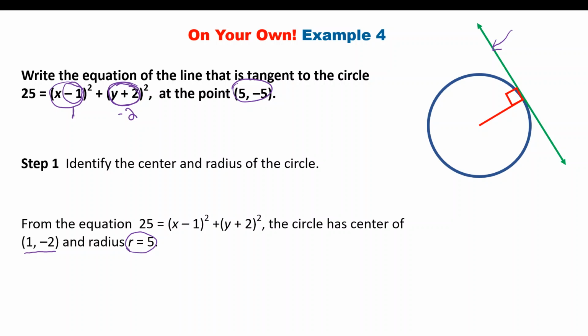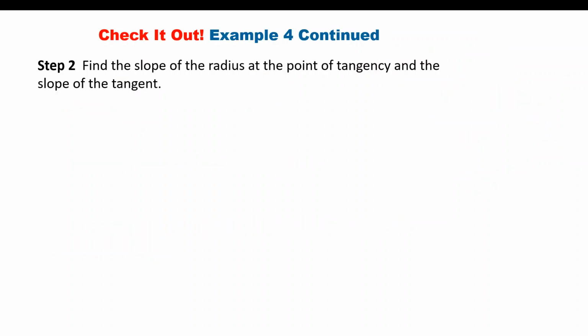So let's go ahead and write that information in. This is at 1, -2. This point is going to be 5, -5. And we know our radius is 5, so we know our distance. But what we need to know is the slope, because remember, to write the equation of a line, we're going to write y equals mx plus b, and we have to know what that slope is. So we're going to need to find the slope of this line. For step 2, we're going to find the slope of the radius at the point of tangency, and then we'll find the slope of the tangent.